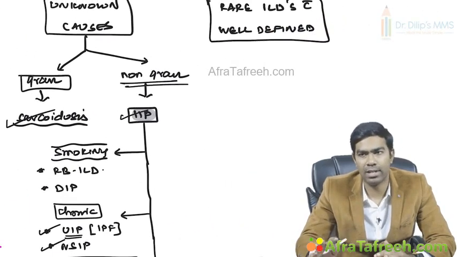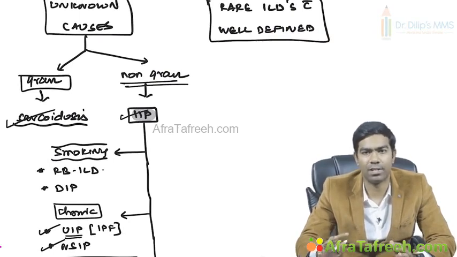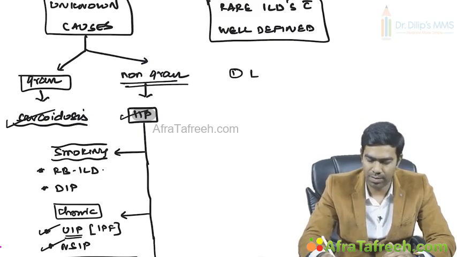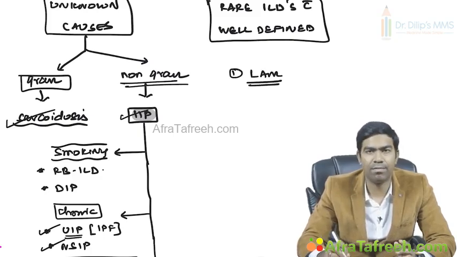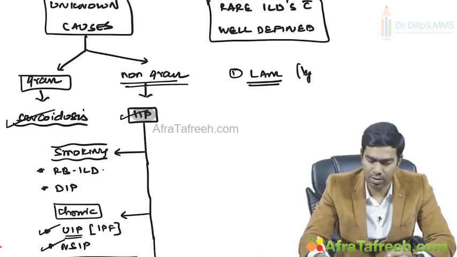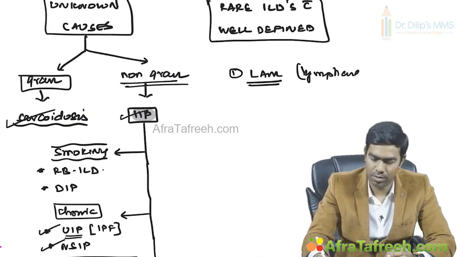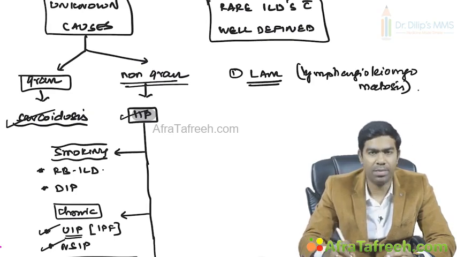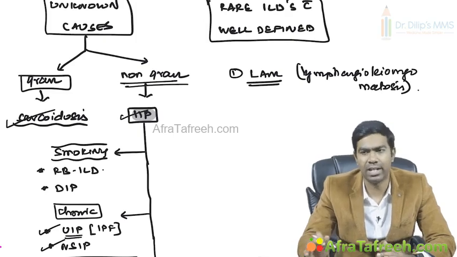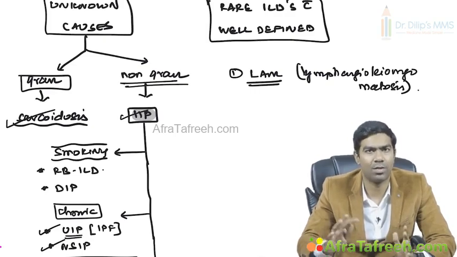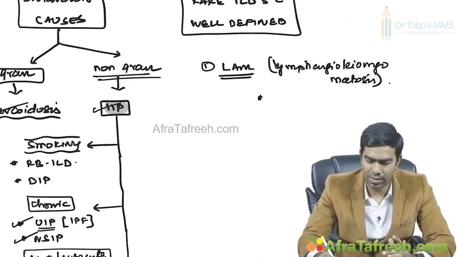What are the rare ILDs that are going to have well-defined features, but they defy any particular classification? First one, we have something called LAM. That's called lymphangioleiomyomatosis. Lymphangio, I'll write it down. Lymphangioleiomyomatosis. Typically, what are the features? I'll discuss in detail in the subsequent videos, but still let us see the well-defined features of this particular ILD. What they will ask you in exam.